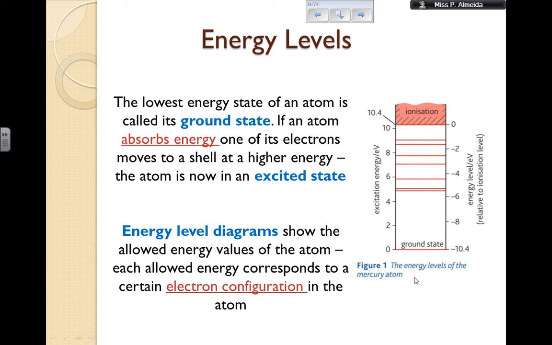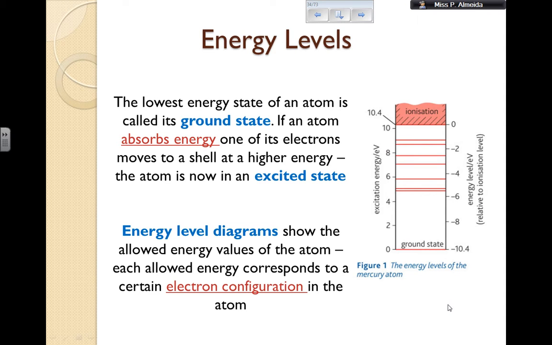Now, the energy level diagrams, like the diagram I was just showing you, show the allowed energy values for the atom, and each allowed energy corresponds to a certain electron configuration in the atom. Again, one more time, this is very specific to that particular atom, okay? Different atoms of different elements will have different electron configurations, therefore they will have different allowed energy values.